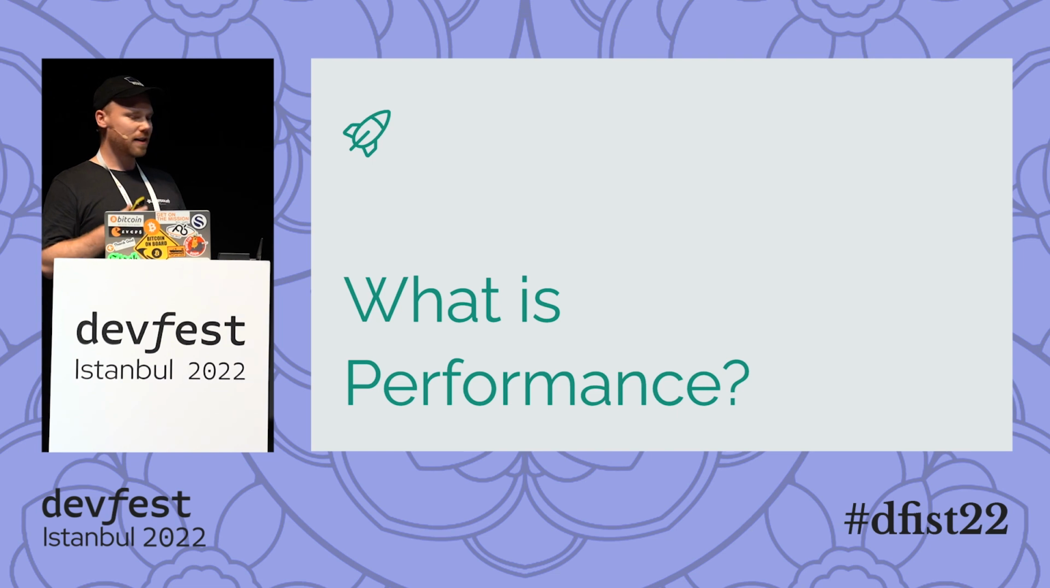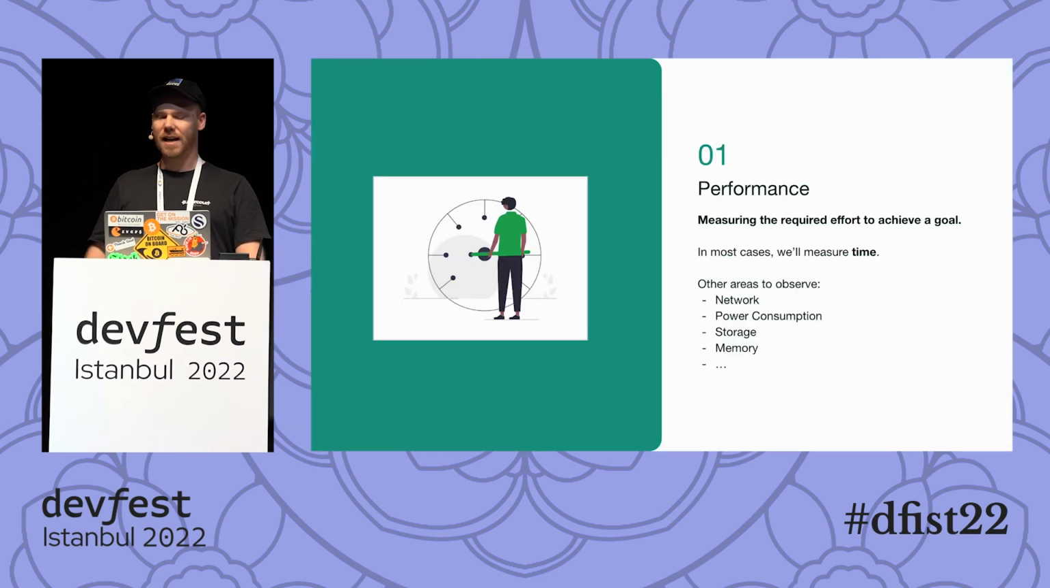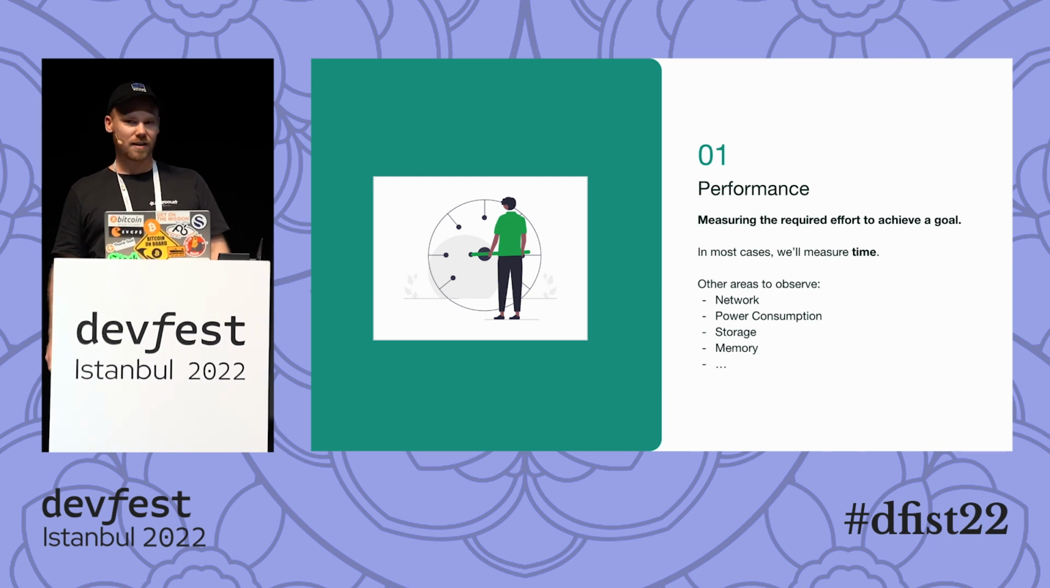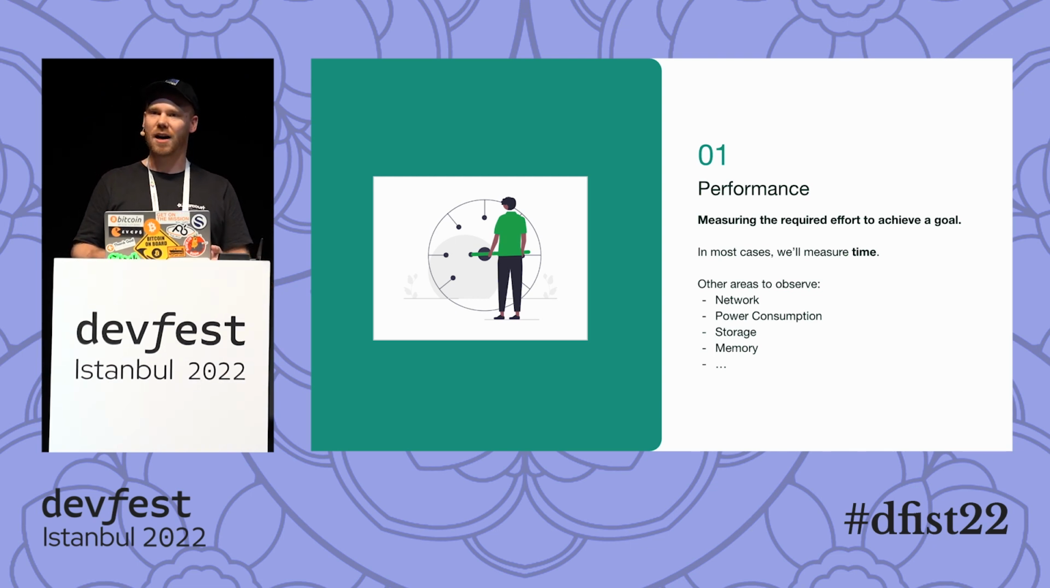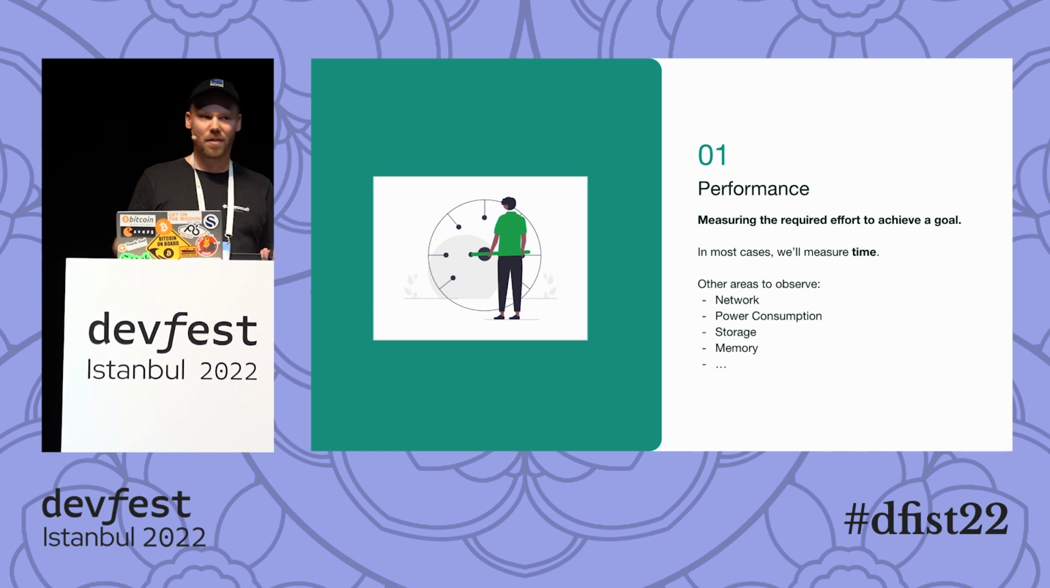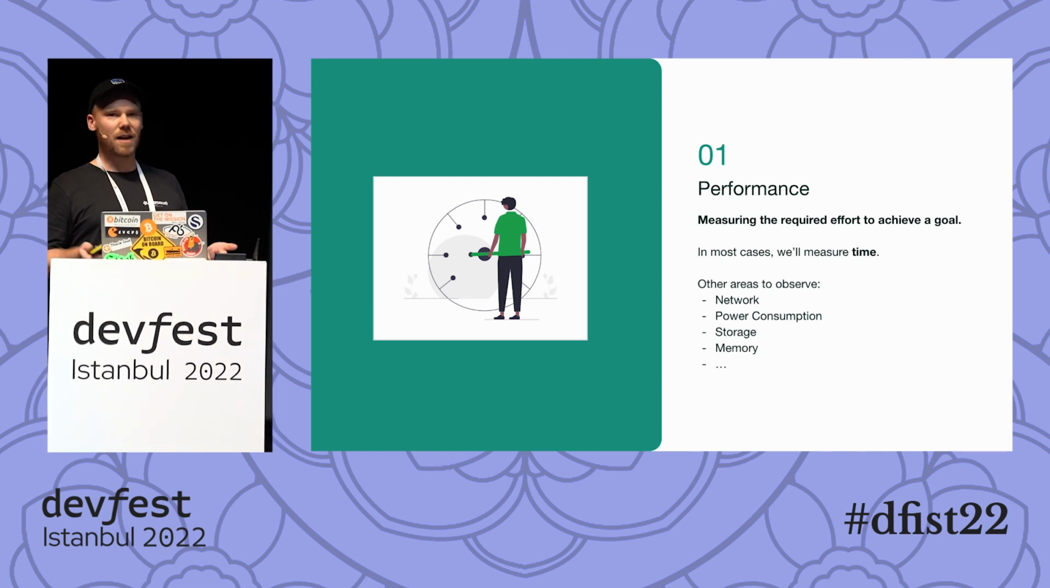So the first part is, what is performance? Performance in mobile apps refers to the degree of effectiveness and efficiency to execute tasks. A simple metric to measure this is time. So we measure the time it takes for us to complete a certain task. There are other areas we can observe. For example, the network consumption, so how many requests are we sending, how much data are we transferring. The power consumption, especially on mobile devices, it's important, right? Because we don't want our users to run out of battery just because of our app. Then we have storage and we have memory.